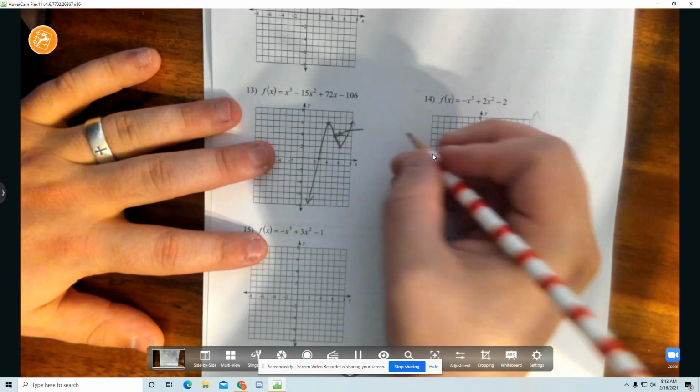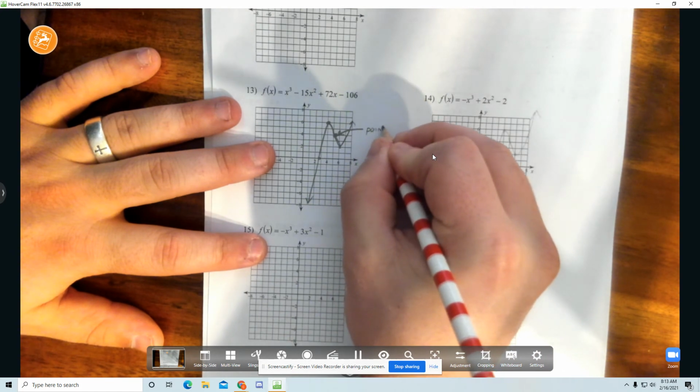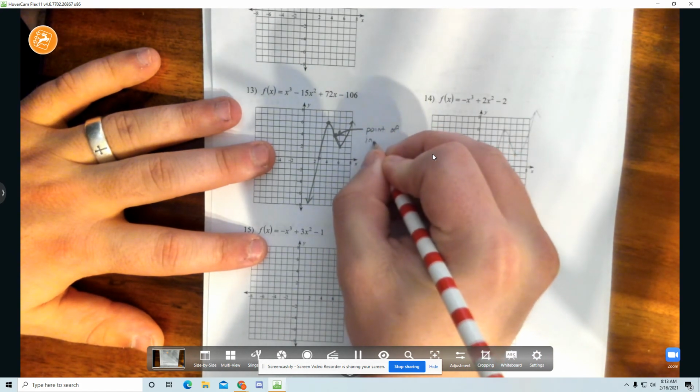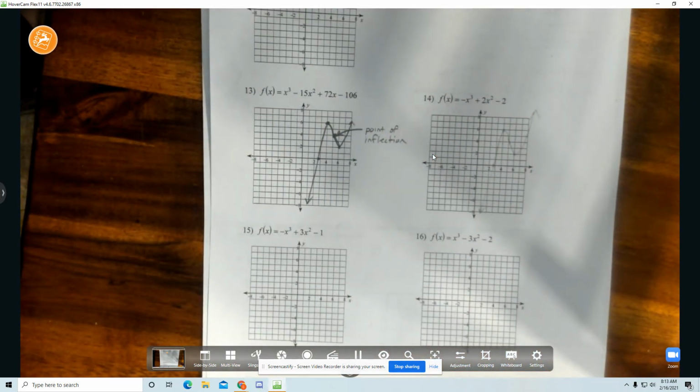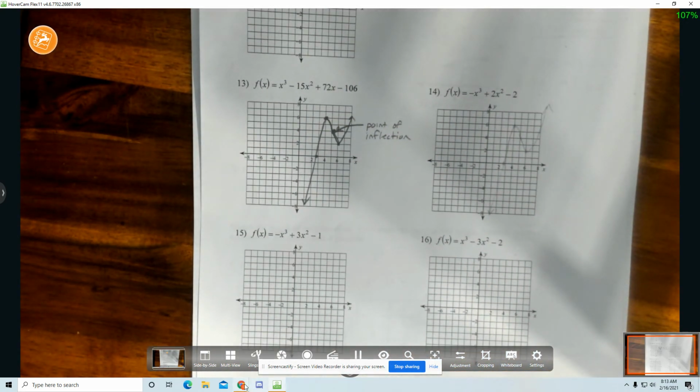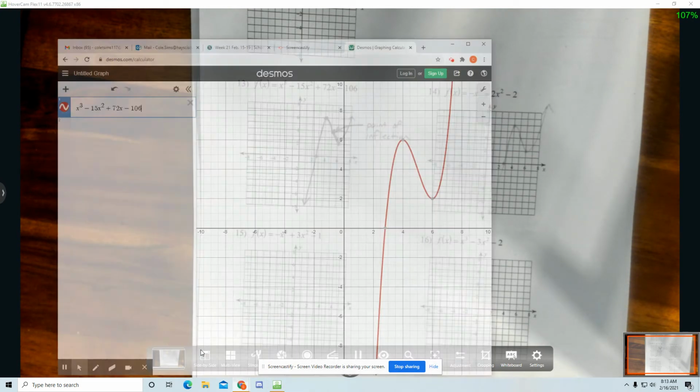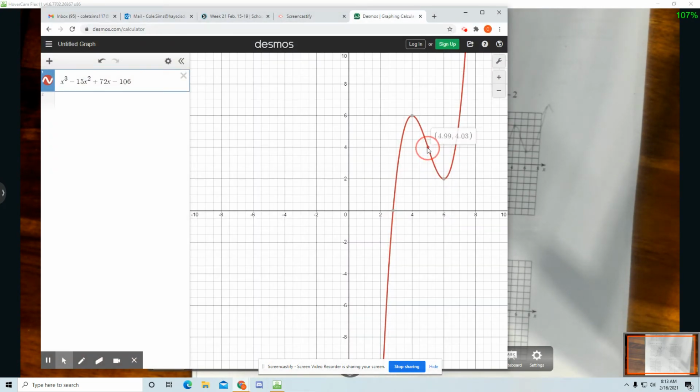This is a point that I call the point of inflection. You'll notice on the graph here that you kind of get that point just a little bit. It's right here. I can get it to pull up. 5,4.